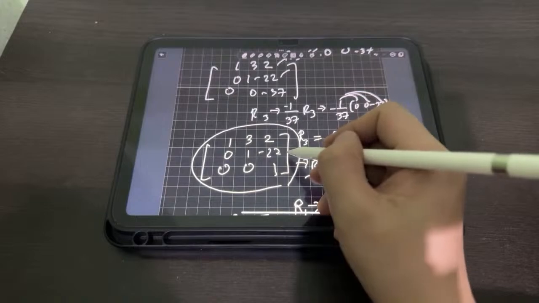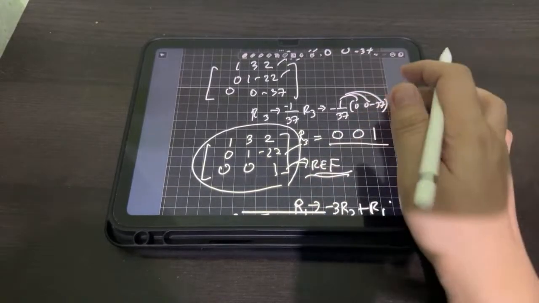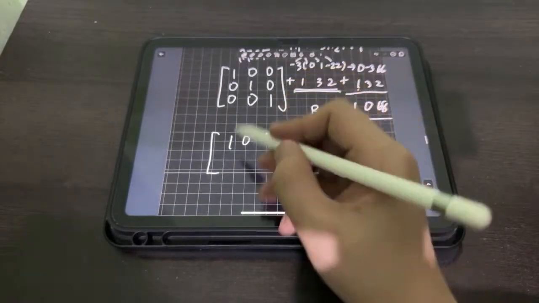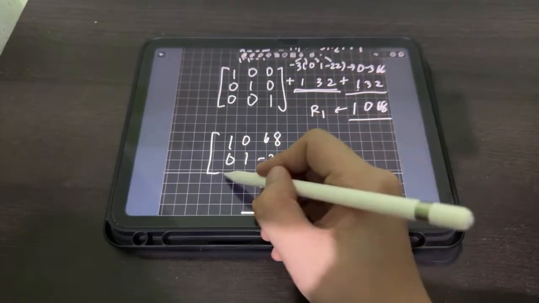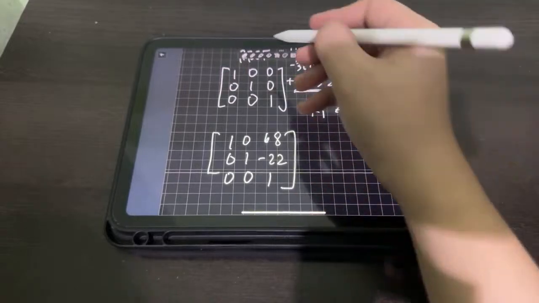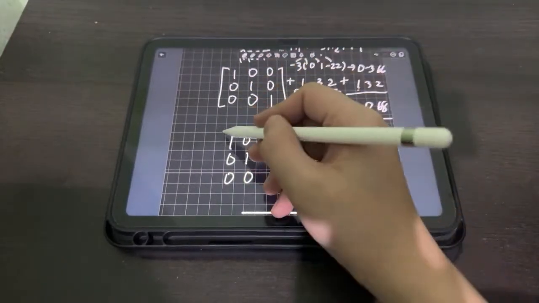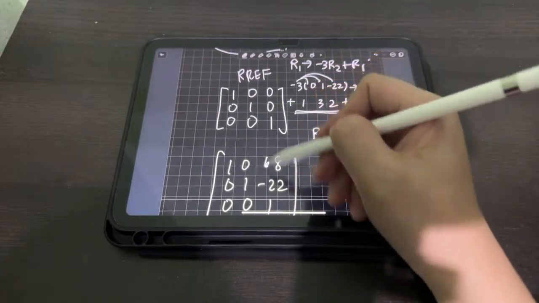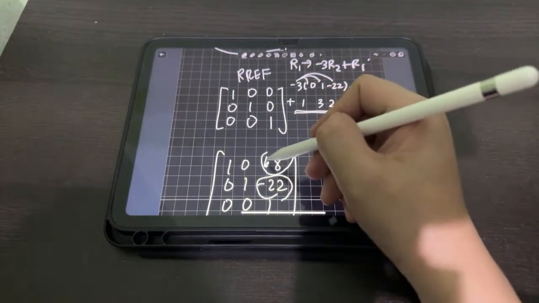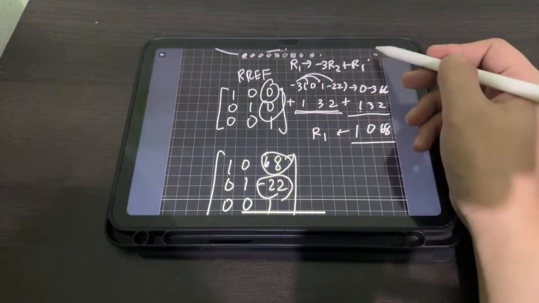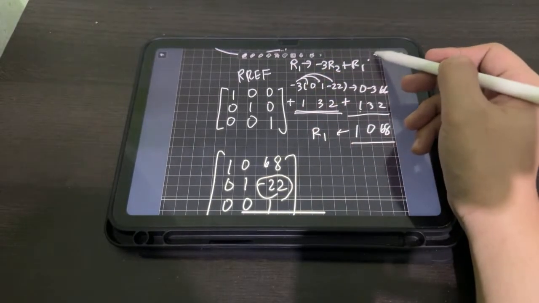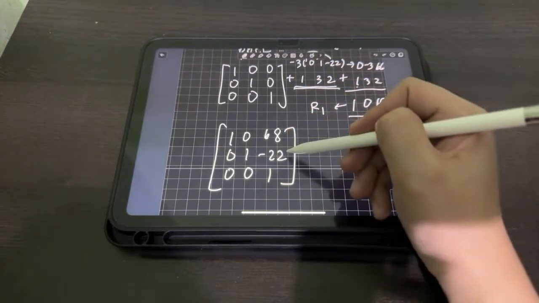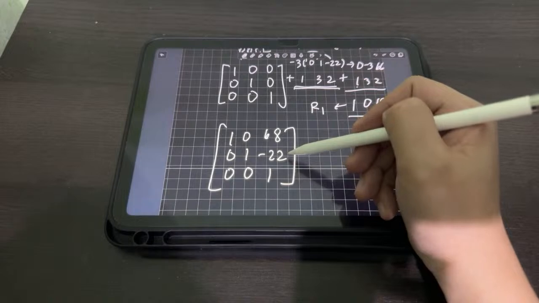Then copy the second and third row. So 0, 1, negative 22, and 0, 0, 1. Okay, next. The next step is to make these two entries become 0. Okay? We can start with negative 22. Let's try to make this 0.